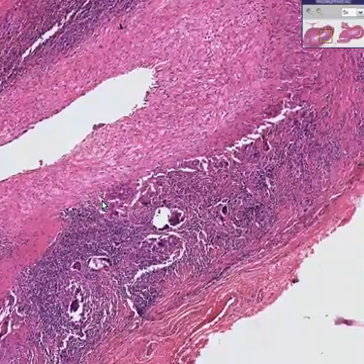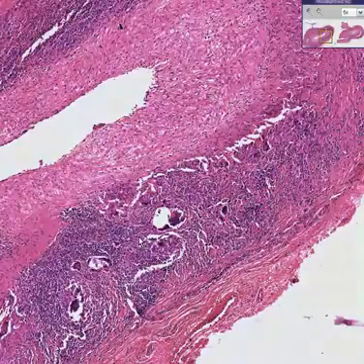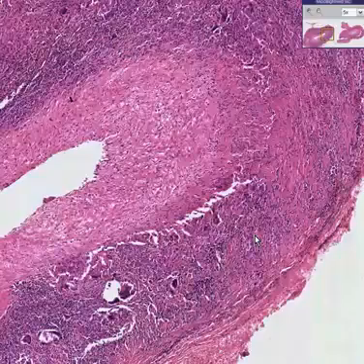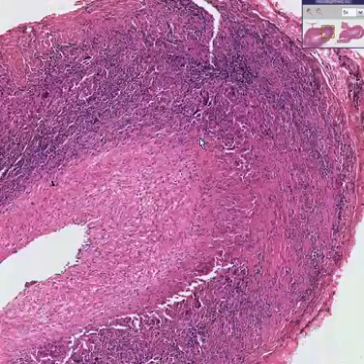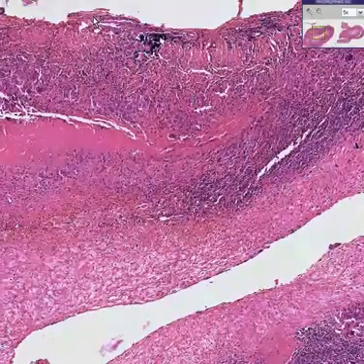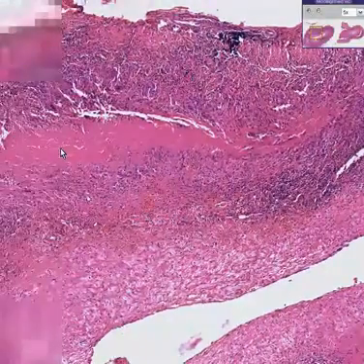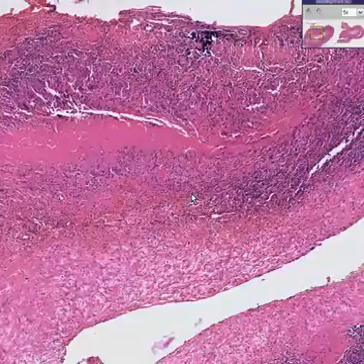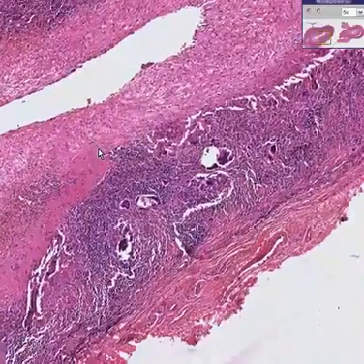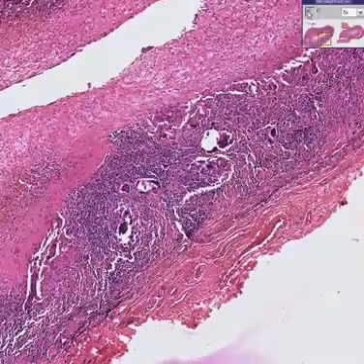Notice that the muscular smooth muscle layers underneath look pretty good for a while, but then within the muscular layer you see this inflammatory cell infiltrate disrupting the muscular layer. You can see significant disruption here. You can see disruption throughout the entire thickness of this artery, as well as some areas of fibrinoid necrosis.